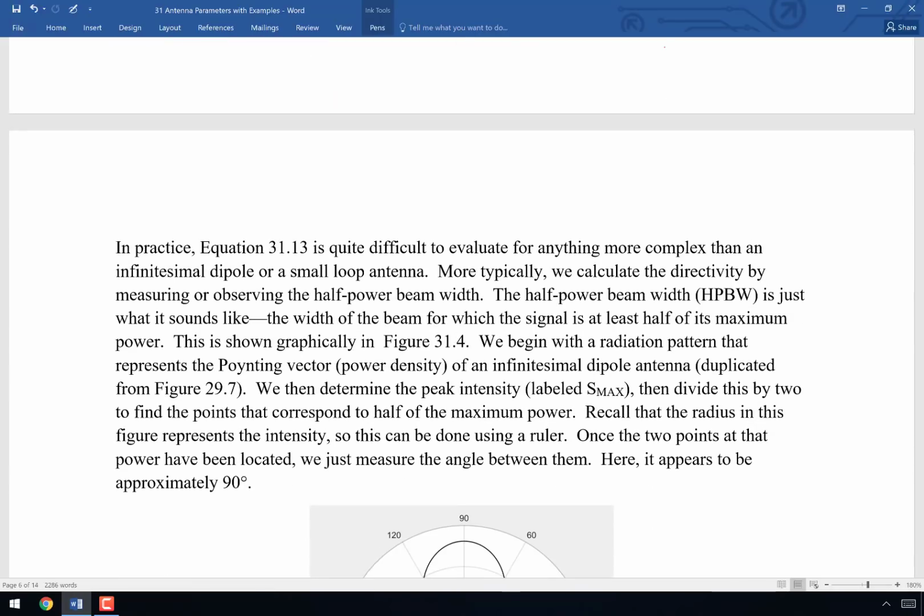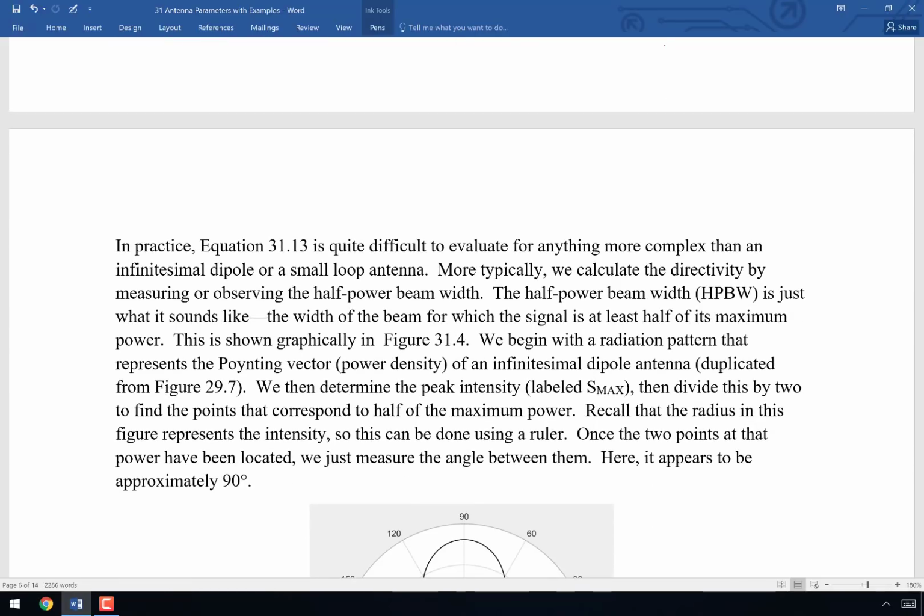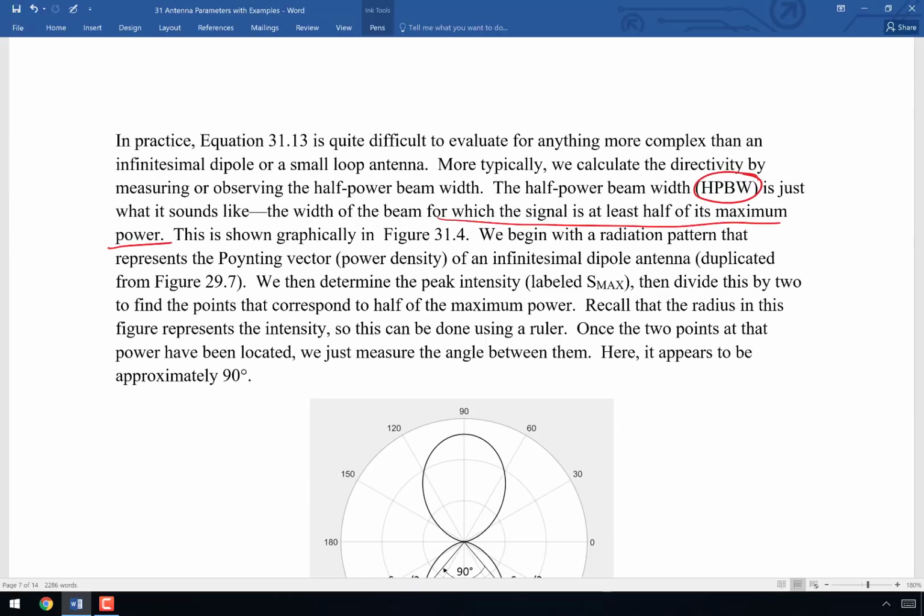Now in practice, that equation is quite difficult to evaluate for anything more complex than what we just did. Even that was pretty complicated, but more typically, we're going to calculate the directivity in a different way. We're going to calculate the directivity from what's called the half-power beam width, which we'll abbreviate as the HPBW. The half-power beam width is the width of the beam for which the signal is at least half of its maximum power. If I look down here at this figure, here is where the maximum power is, and then of course in the opposite direction as well. You could come down a certain distance and figure out, oh, this must be where it is half of its value, and then the angle that is formed by those 2 points, that's the half-power beam width.